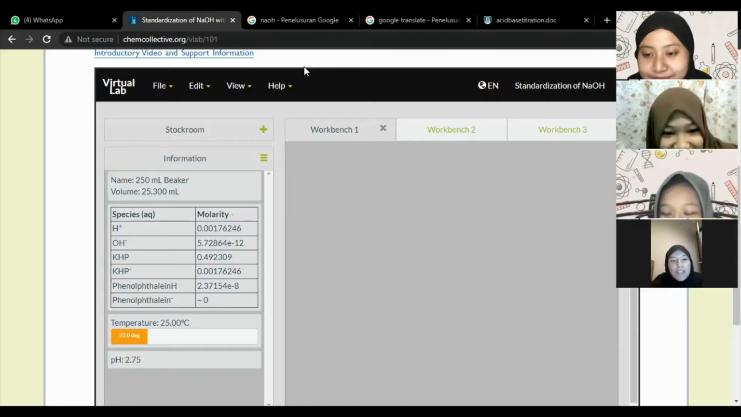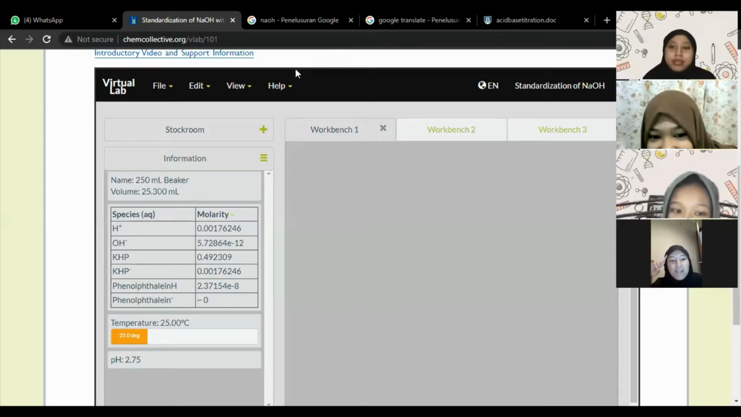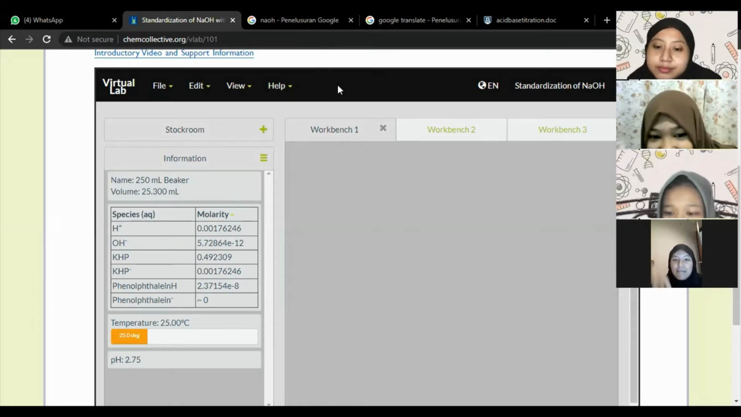Okay, so the objectives, there are three. First, to demonstrate the basic laboratory technique of titration. Second, to learn to calculate molarity based on titration. Third, to determine the concentration and pH of sodium hydroxide.